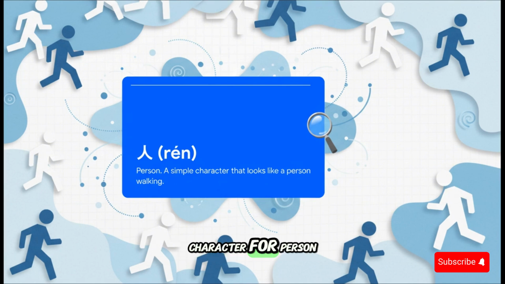This is the character for person. It's just 2 strokes. Can you see it? It looks exactly like a person in the middle of taking a step, just walking along. It's so simple, so elegant, and once you see it like that, it's pretty hard to forget.